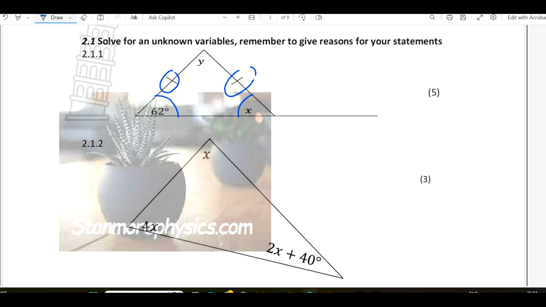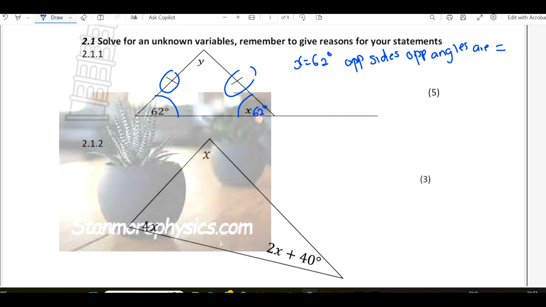Or you can simply say isosceles triangle. So x is going to be 62 degrees. Reason: opposite angles are equal. So now here, guys, we have 62.